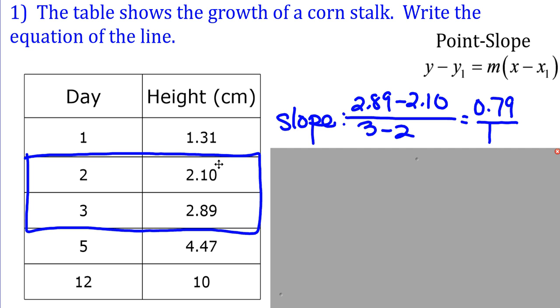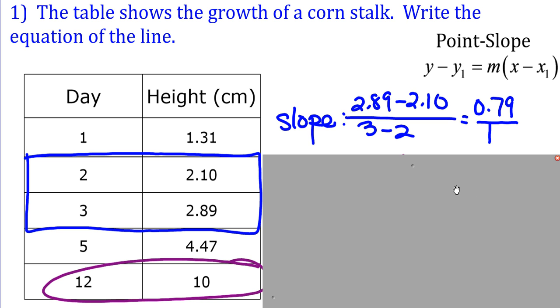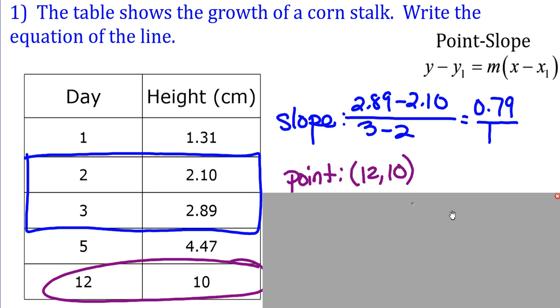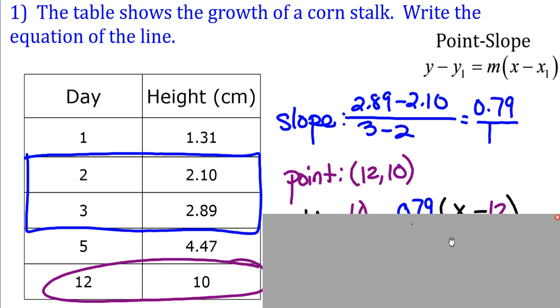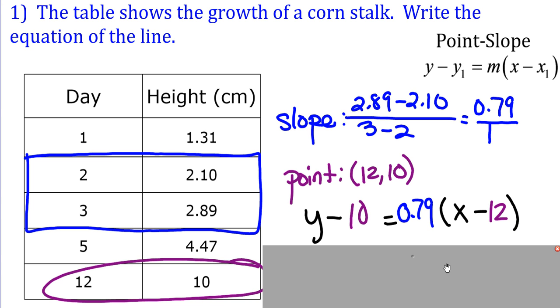So I could use any of them on here. I'm going to go with (12, 10). And so to set up that equation, we're just going to substitute the x value in for x₁ and the y value into y₁, and we have our slope m as 0.79. So my equation could be y - 10 = 0.79 times the quantity (x - 12). Again, it could be any point from your table to write the equation in point-slope format.